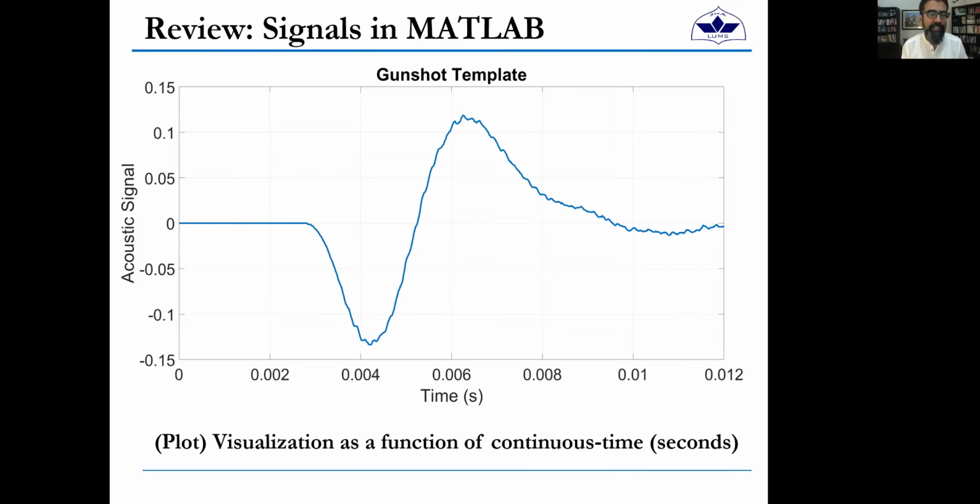What you see on your screen is an actual gunshot signal, a gunshot template that we have extracted from the recordings that we made ourselves. It has a specific format where it goes down in pressure, then goes up, then comes back again and settles down to zero. This is what we call the gunshot template, and this visualization is a function of continuous time in seconds.